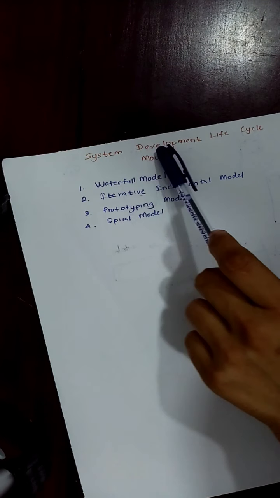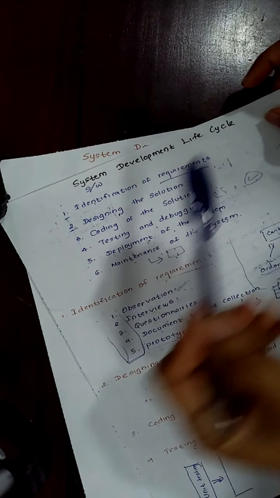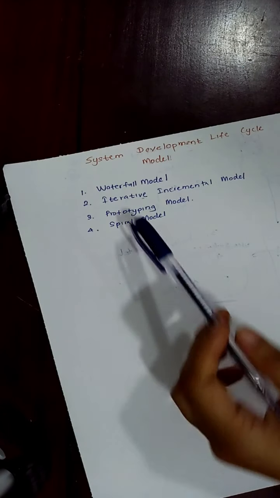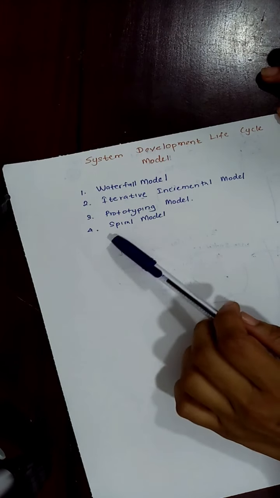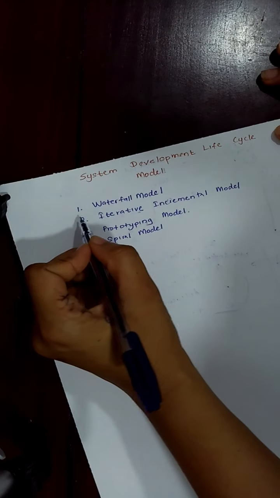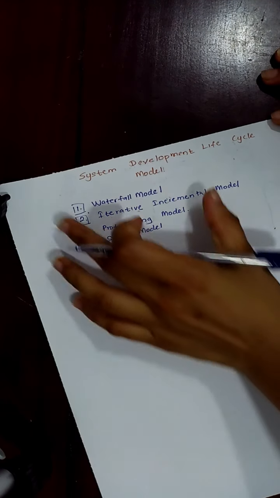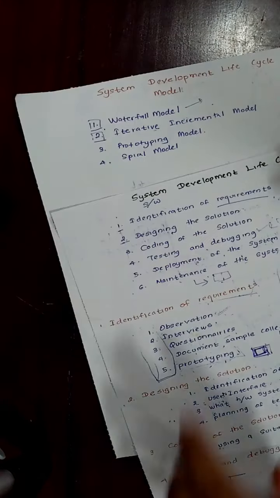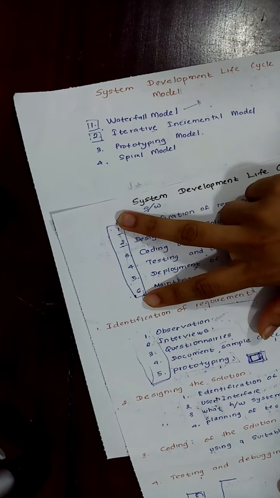We are going to see the system development life cycle models. Already we studied the system development life cycle. So including these steps, there are some models that are developed: waterfall model, iterative incremental model, prototyping model, spiral model. In your textbook, they have described only these two models. They have described them simply. Waterfall model means there are some steps like this. You can see these steps in your book.